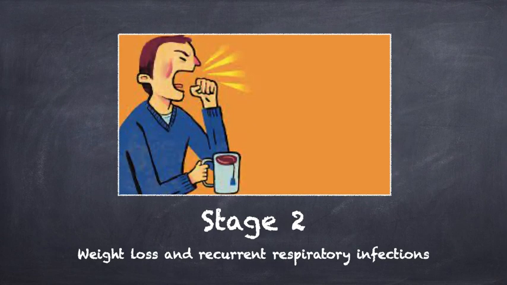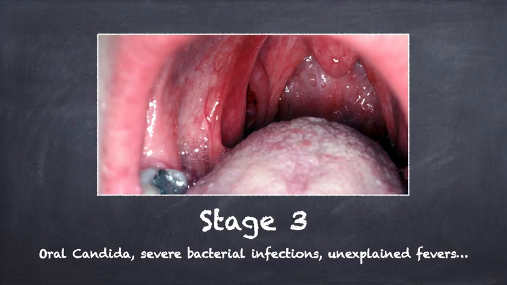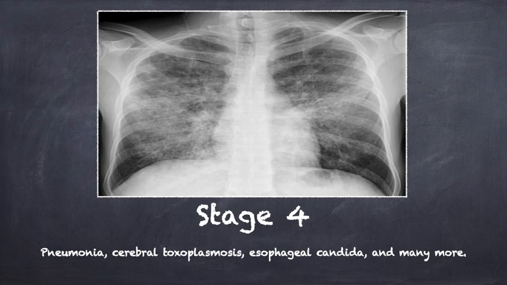Stage 2 is marked by weight loss and recurring respiratory infections. This is because your immune system is getting weaker, right, because of the decrease in T cell count. Stage 3 is categorized by more weight loss, oral candida, so oral fungus, severe bacterial infections, unexplained fevers, and chronic diarrhea. Stage 4 is marked by pneumonia, cerebral toxoplasmosis, the oral candida or oral fungus spreading to the esophagus and the trachea, HIV encephalopathy, and many, many more.